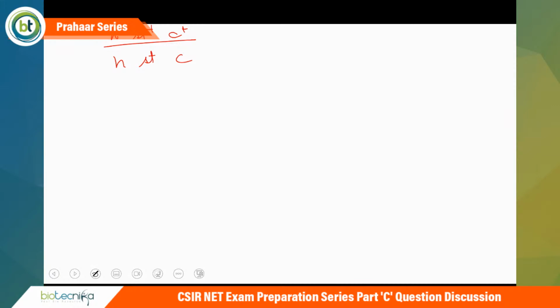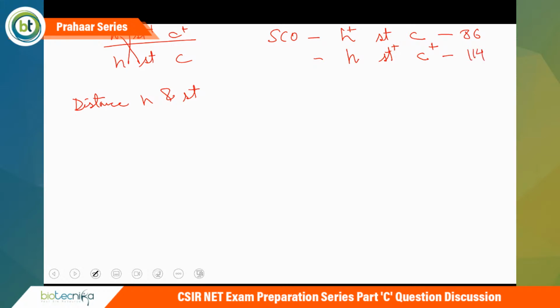Okay, now let's find out the distance between H and ST. For that we have to find out what the crossovers that are created are. So the single crossover products will be what? If you create a crossover here, H plus ST, C will be one crossover product. The other crossover product will be H, ST plus, C plus. Now when we see the table and check the number of strains with that particular genotype, you'll find that 86 are for this and 114 for the other genotype.